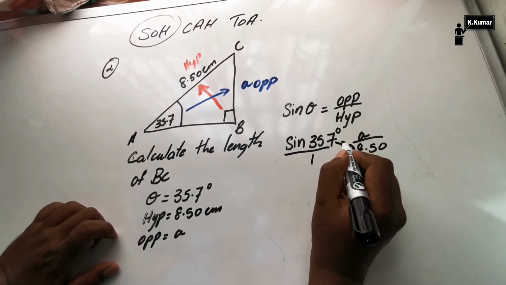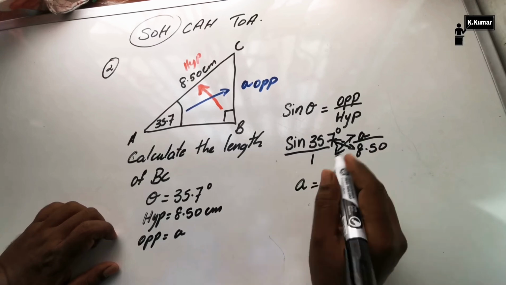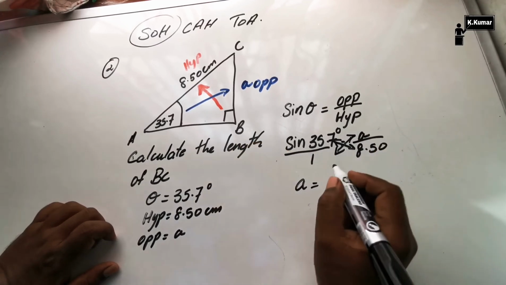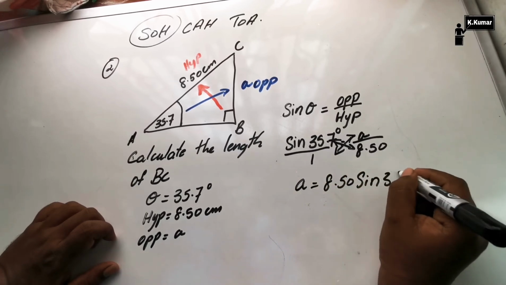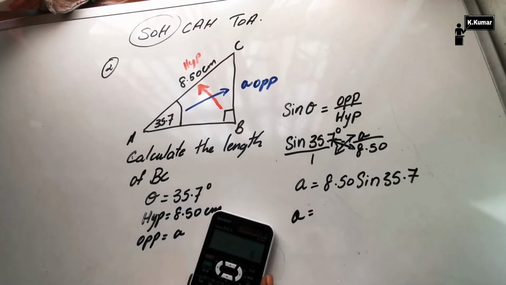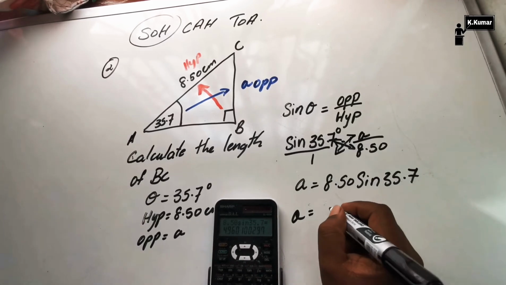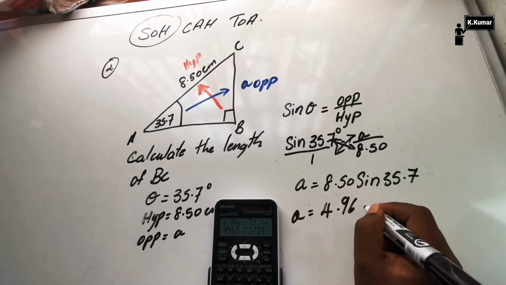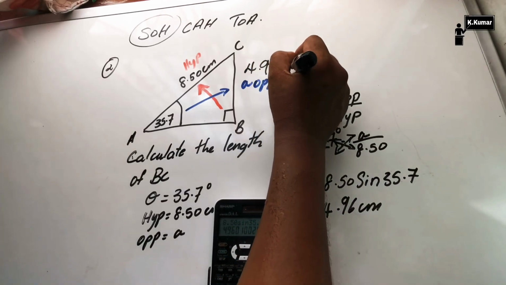We put this over 1 and then we cross multiply. A times 1 gives me A, and 8.50 times sine 35.7 gives me 8.50 sine 35.7. We want the value of A, so we use our scientific calculator again. A is equal to 8.50 sine 35.7, and that gives me 4.96 cm. So the length of this side is 4.96 cm.